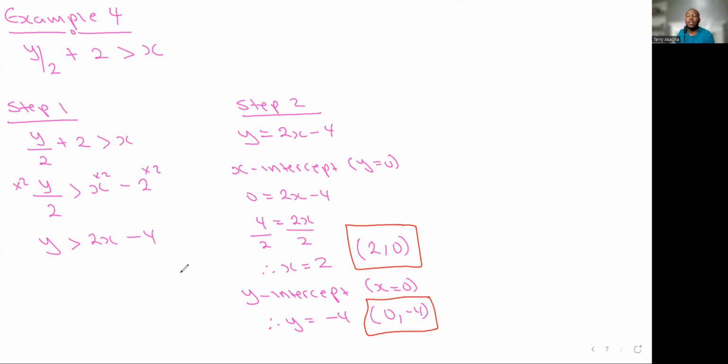So step 3 then is that we now have to sketch it. So we're going to sketch this now. We're going to have x is 2, y is 0. Let's assume it's somewhere here. This is x is 2, y is 0. Y is minus 4, right? So let's assume minus 4 is somewhere here. Is that okay? Remember, like I told you in the previous video, we are just sketching. So this is the line if this was y is equal to 2x minus 4.